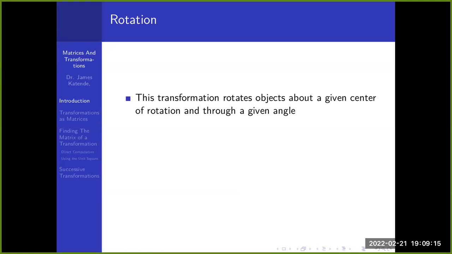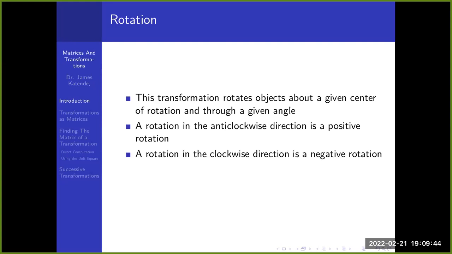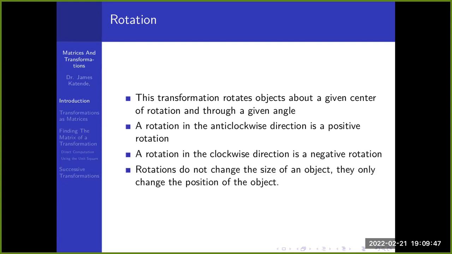So we consider rotations. To perform a rotation, you need a center of rotation, and then the object is rotated through a given angle. So you must have an angle of rotation and the center of rotation. We shall illustrate this shortly. If you rotate in the anti-clockwise direction, we say that is positive. If you move in the clockwise direction, we say that's a negative rotation. We go through a negative angle.